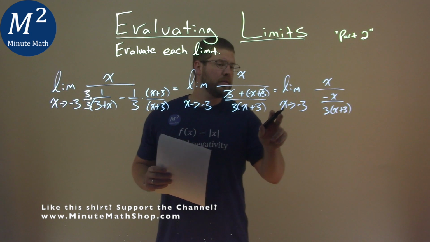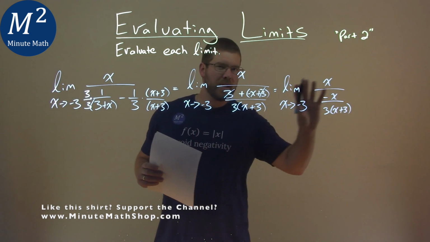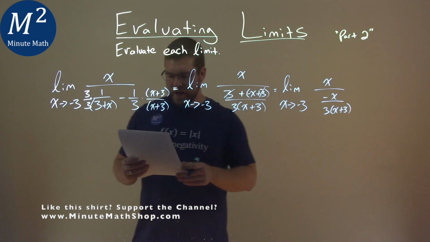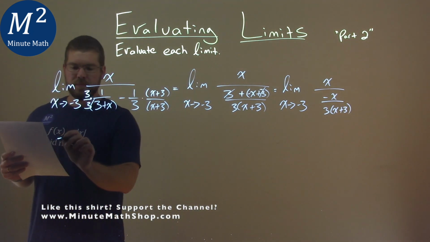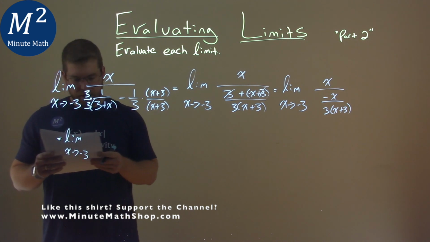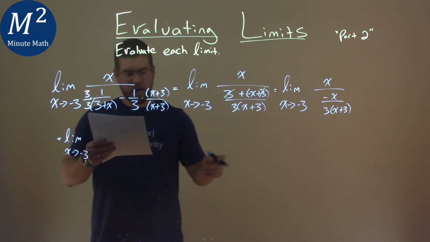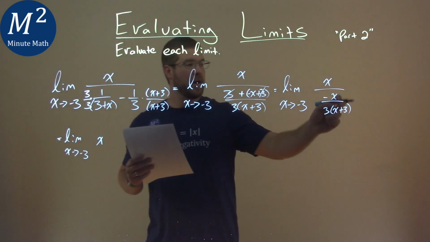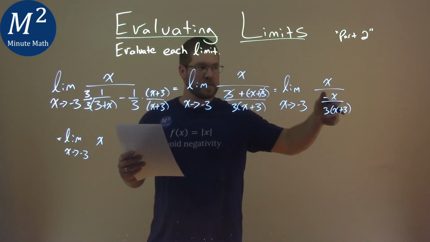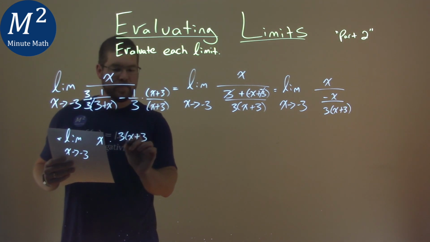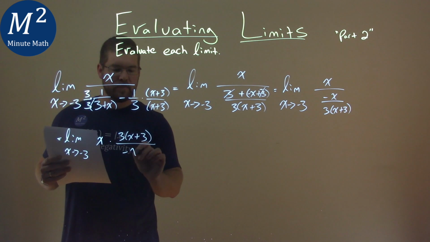So now what we're going to do is take this and rearrange that division. I don't like the multiple division stuff. What does that equal here? Well, this limit as x approaches negative 3 is equal to, all right, if we put the x out here, that first one, and instead of dividing by this fraction, we multiply by the reciprocal. Multiply by 3 times x plus 3 over negative x.